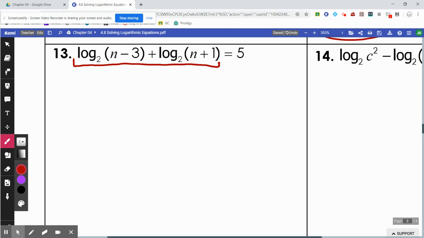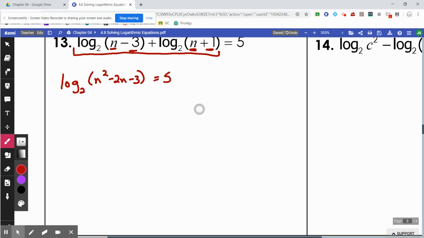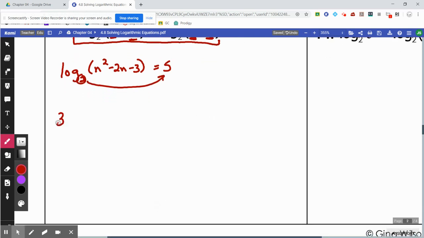Number 13. Again, we're going to condense our logarithms before we start. So we have a log plus a log. That's our product rule. So that'd be log base 2. We've got to multiply the two arguments together. n times n is n squared. Again, I'm going to save myself a step by multiplying n times 1 and negative 3 times n, and go ahead and combine those. That'd be 1n minus 3n, which is negative 2n, and then negative 3 times positive 1 is a negative 3. There we go. We're now going to rewrite it. You have a log equal to a number, so that's going to be 2 to the 5th is equal to the argument.